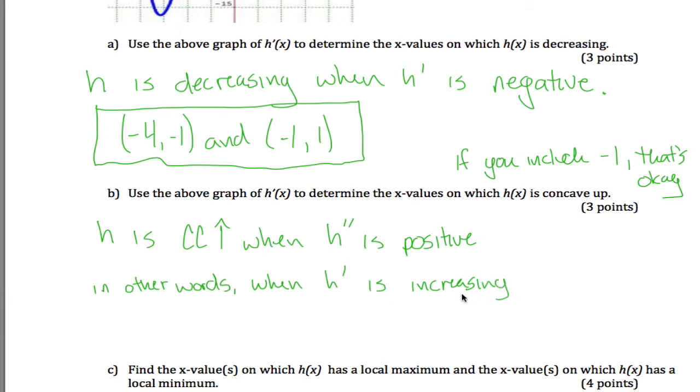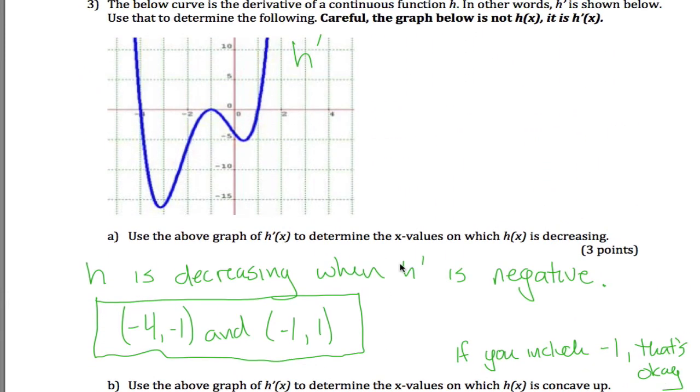Okay, maybe that deserves a little explanation. If h prime is increasing, then, since h double prime is the derivative of h prime, think about this as my graph. If my graph is increasing, then that means its derivative is positive. So what I'm getting at is h prime is increasing means h double prime is positive. If h double prime is positive, that means we're concave up. So to figure out when this thing is concave up, what I have to do is look at h prime, because that's what's given to me, and figure out when it's increasing.